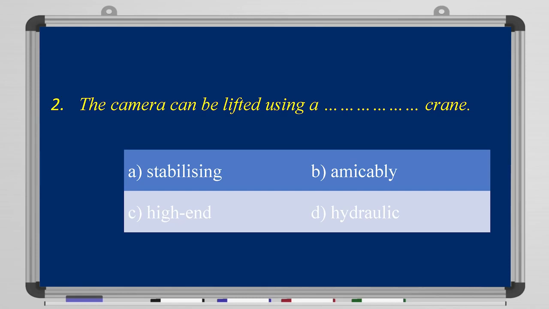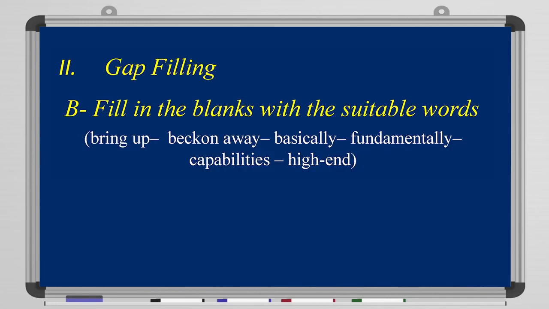The camera can be lifted using a crane. The camera can be lifted using a blank crane. I gave the example earlier. If you heard me, you would have got the answer. Did you get it? A hydraulic crane. Very good. Let's look at the other types of questions, which is fill in the gaps.